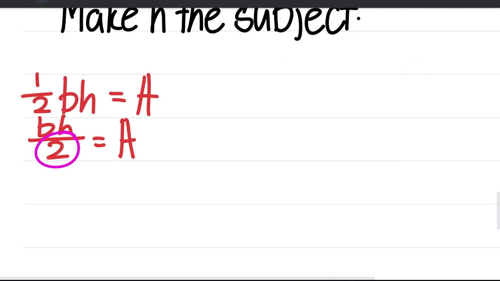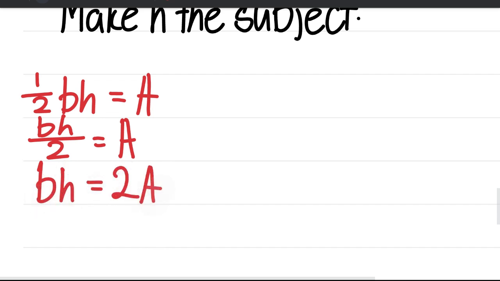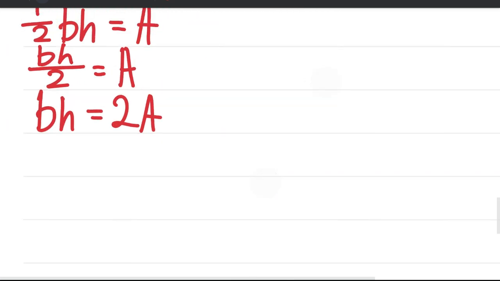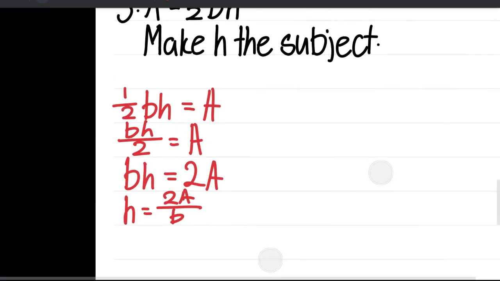Now we want to move this 2 over here. This will be times 2 and this will be times 2. Because the opposite of divide is times. So BH equals 2A. Then we want to get rid of this B, so we move it here and put divide by B. Divide by B. So over here it will be H and 2A divided by B.